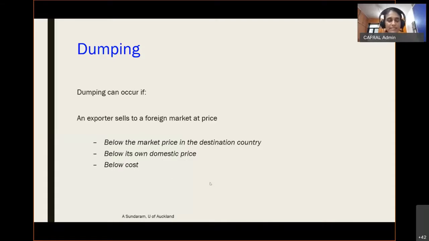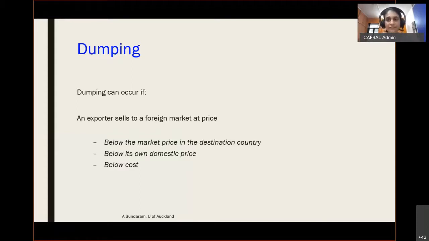So let's say you take a Chinese, I don't want to keep focusing on China. So let's take a Turkish firm, right? If a Turkish firm is selling to India, and it is selling below the market price in India, that's dumping. Another way to do this is it's selling below the price that it is selling at in its own country. So it's selling in India at a price lower than it's selling in Turkey. That's another way of doing it.